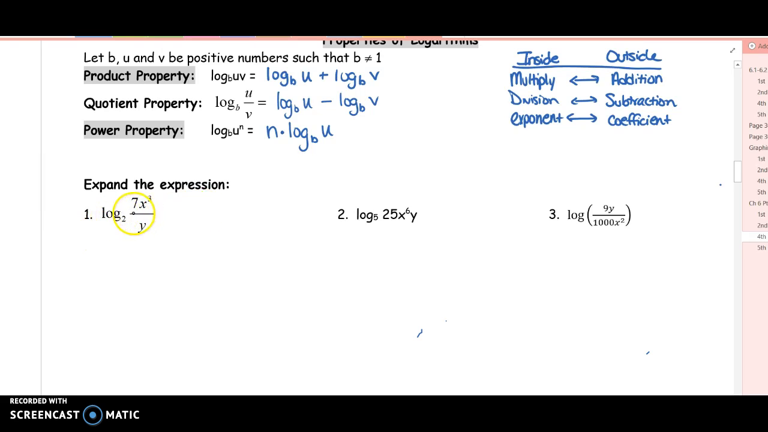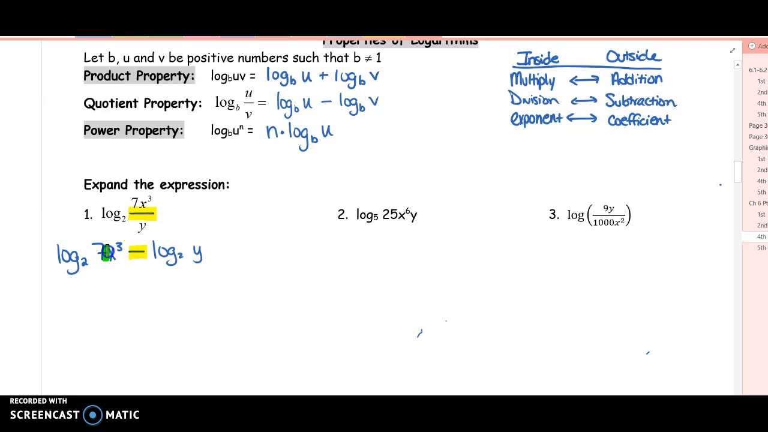So the first thing I notice here is the division. And I know that division inside the log is the same as subtraction outside of the log. So I'm going to split this into the log base 2 of 7x to the third minus the log base 2 of y. So first I notice the division and I change that to subtraction between the logs.